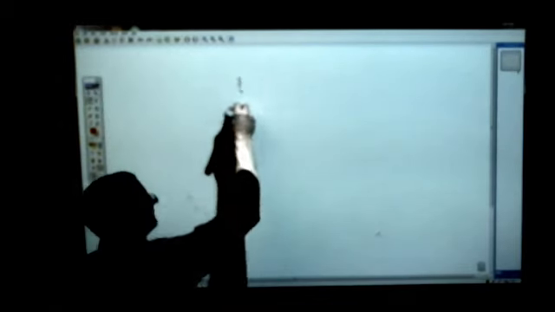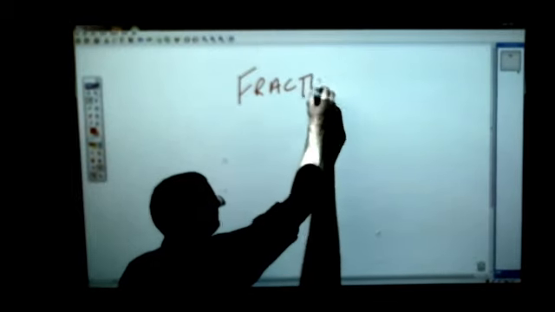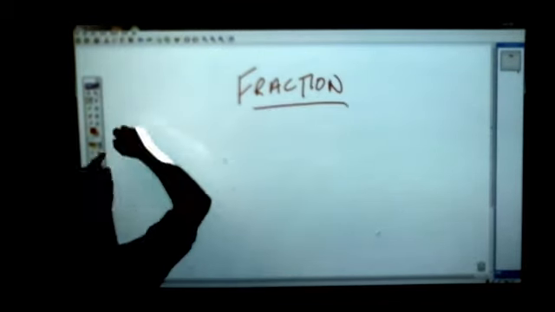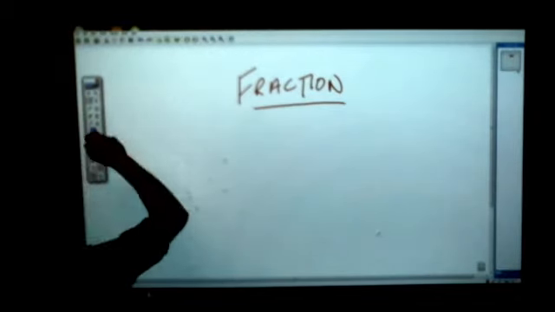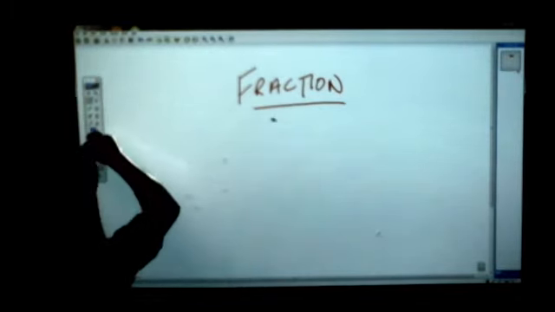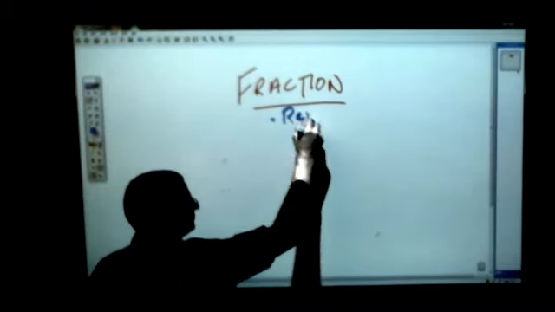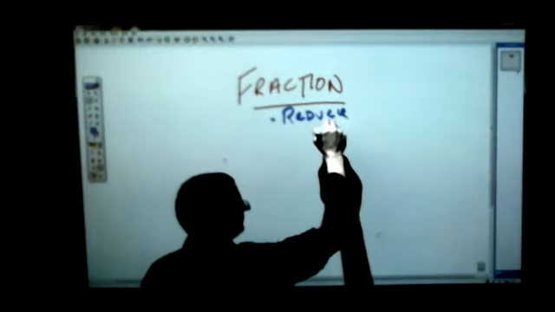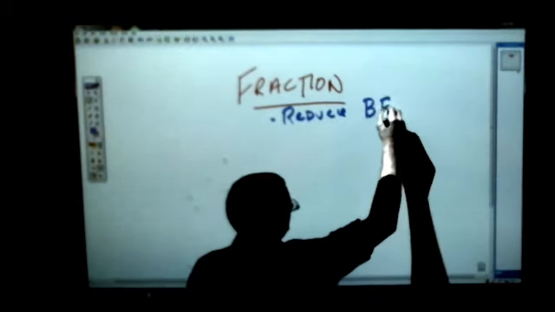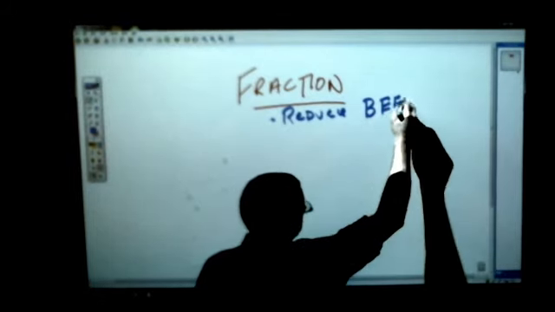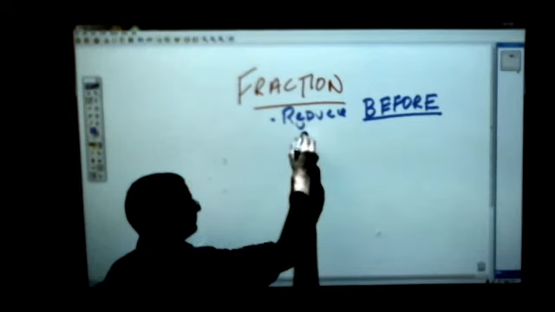But the little title is under fractions. And the little subtitle is reducing before you multiply. Reduce. Now the key is reduce, in big capital letters, before you multiply.